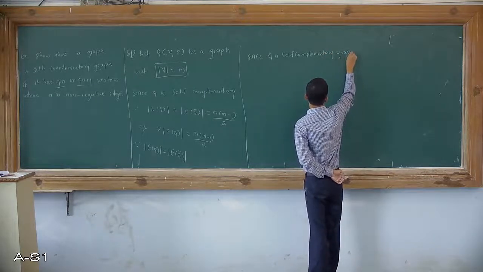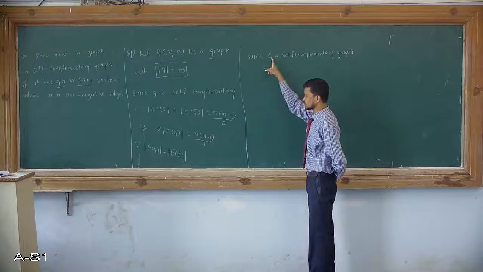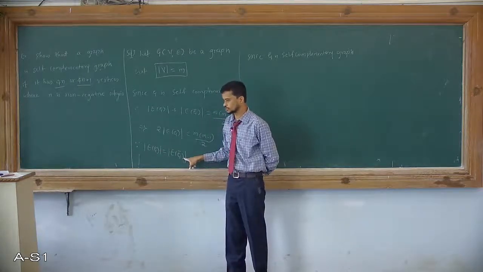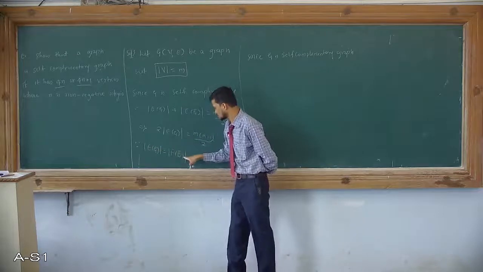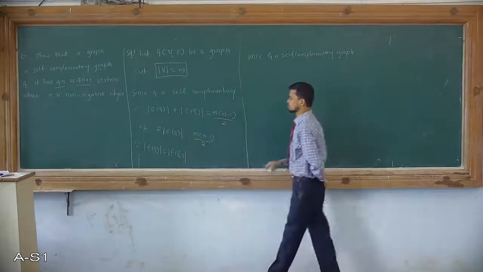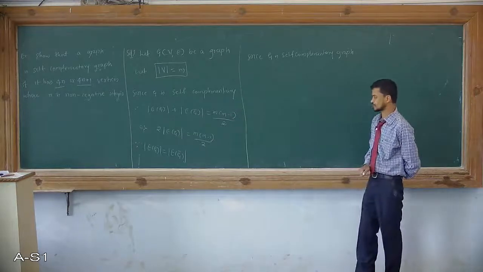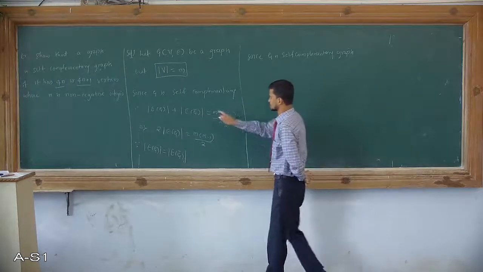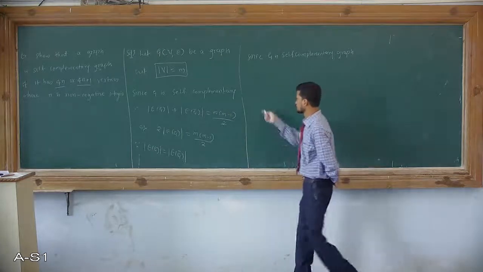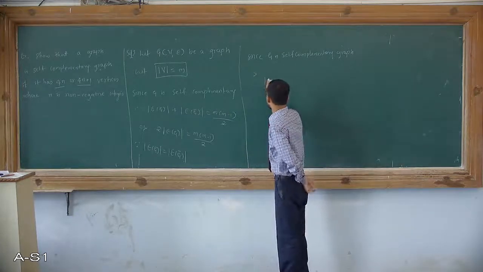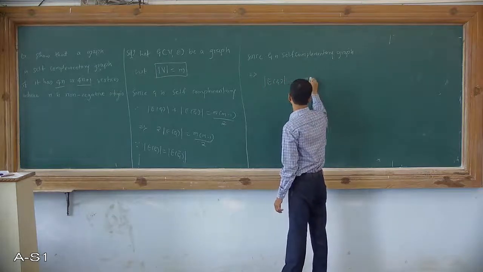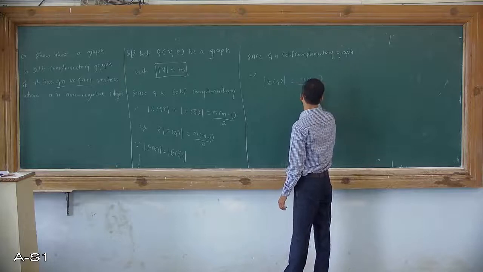Because G is self-complementary, G and G bar have the same number of edges. Therefore E of G is equal to E of G bar. If you substitute this here, we get 2 times E of G is equal to m into m minus 1 divided by 2. This was already done in the previous example. Which implies the cardinality of E of G is equal to m into m minus 1 divided by 4.